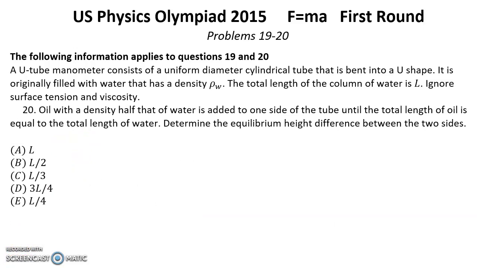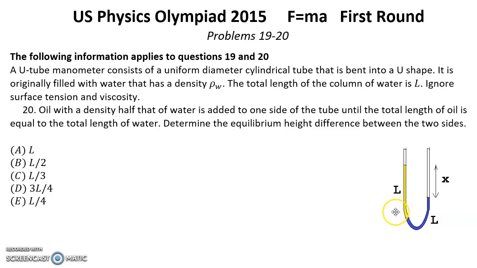Oil with a density half that of water is added to one side of the tube until the total length of oil is equal to the total length of water. Determine the equilibrium height difference between the two sides. Solution. Let's draw the picture.